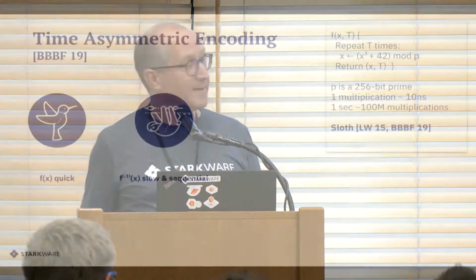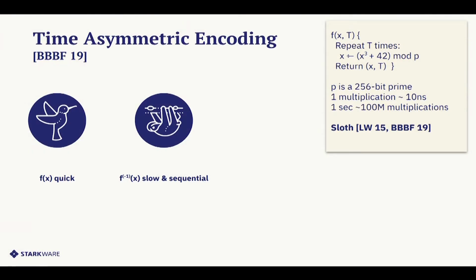So how many times do you need to repeat it? If you take p to be a 256-bit prime, the best numbers that we know of today, and this comes from Kelly from Supranational, are around 10 nanoseconds if you were to write an FPGA for it. If you run it on a CPU, you'll probably reach 13 nanoseconds. That's what we managed to do, and that seems to be currently what you can do. So in 1 second, you could do 100 million multiplications on standard hardware or on FPGA. And this is reminiscent of the Sloth construction of Lenstra-Wesolowski and also these time asymmetric encodings.